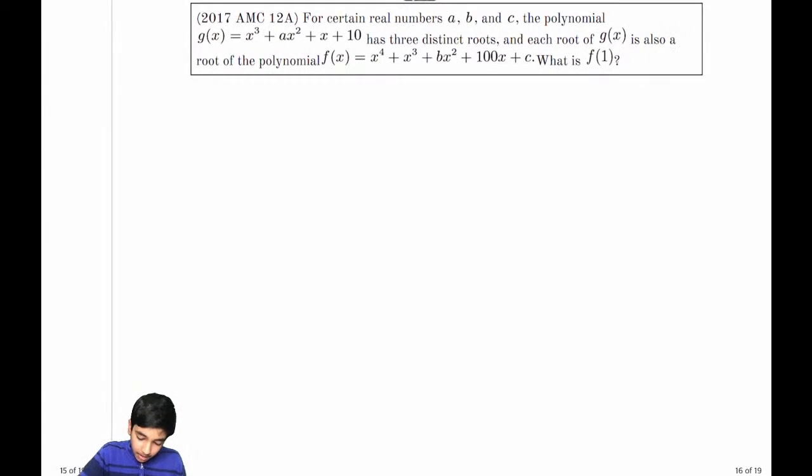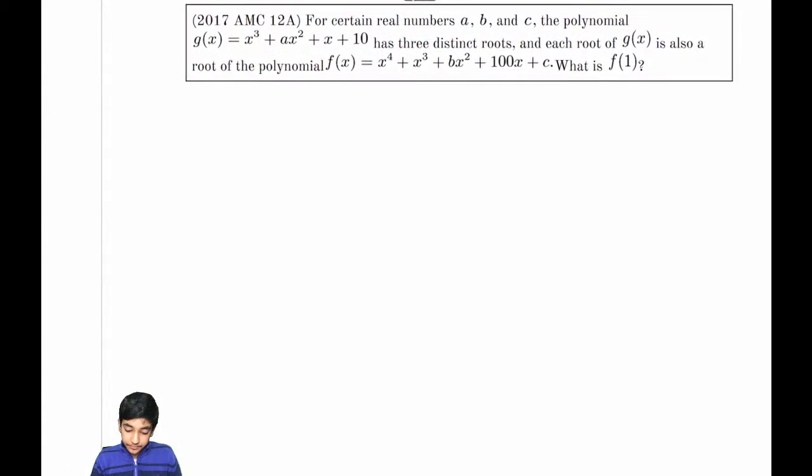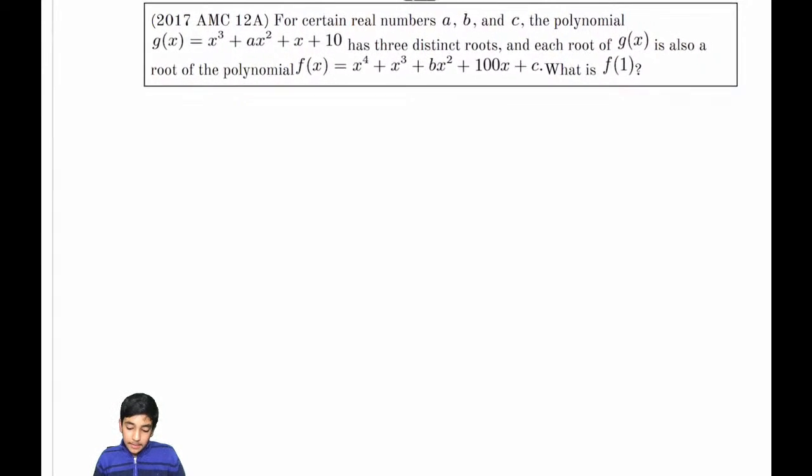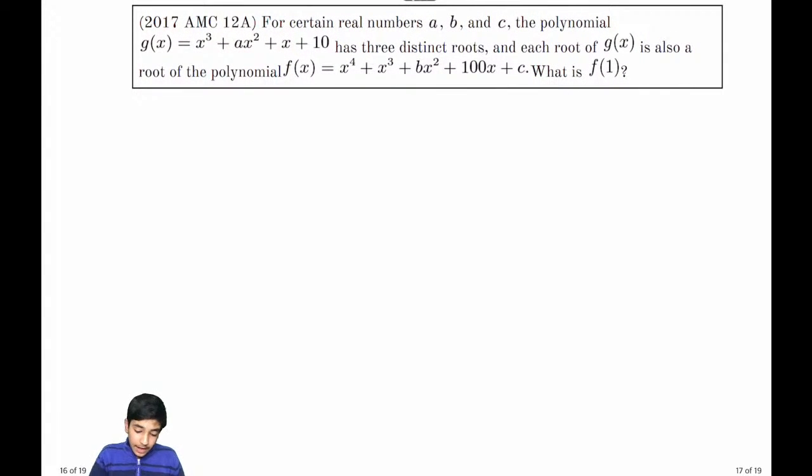Okay, now let's look at the next problem from the 2017 AMC 12A. For certain real numbers a, b, and c, the polynomial g of x equal to x cubed plus ax squared plus x plus 10 has 3 distinct roots, and each root of g of x is also a root of f of x, which is this ginormous polynomial here, right? We want to find f of 1.